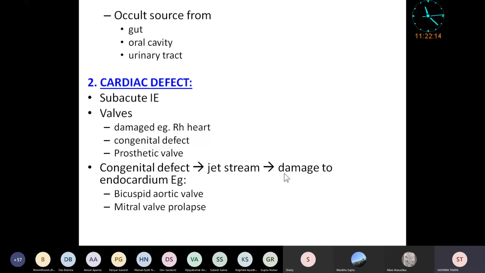And if there is any congenital defect, from birth only, then the patient also can have infective endocarditis. For example, if the patient is having a bicuspid aortic valve, or if there is any mitral valve prolapse, then this will predispose to endocarditis.